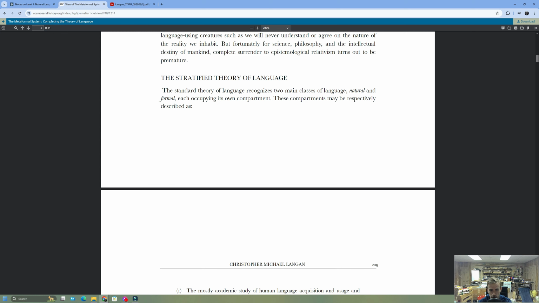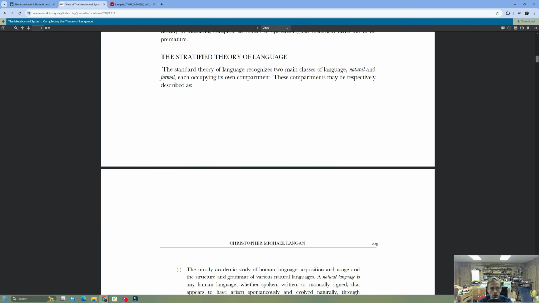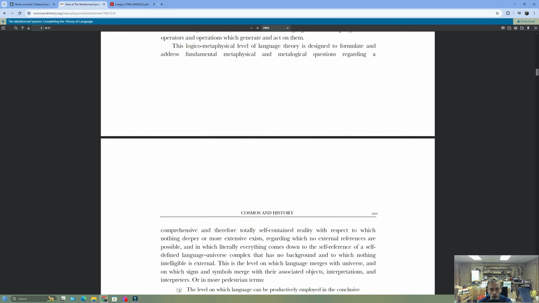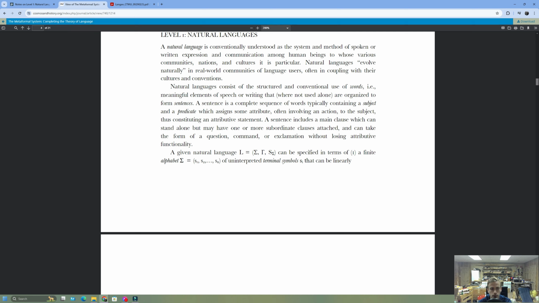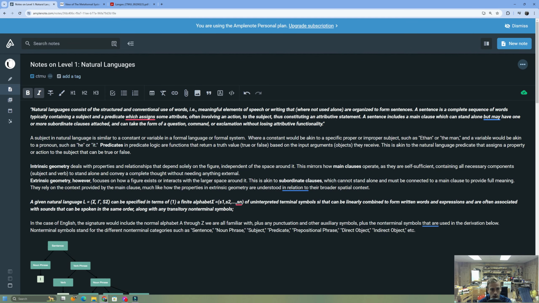Okay, so without further ado, we are at level 1, natural languages. Yes, and Chris goes into quite a lot here, and I'm going to go ahead and switch over to my notes.